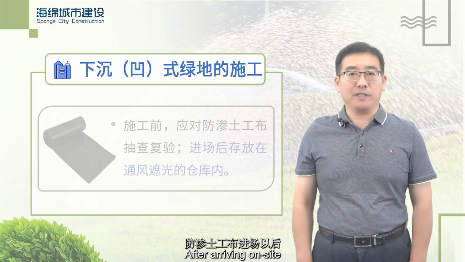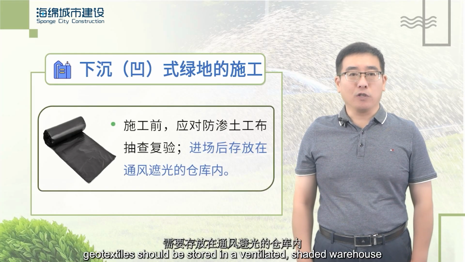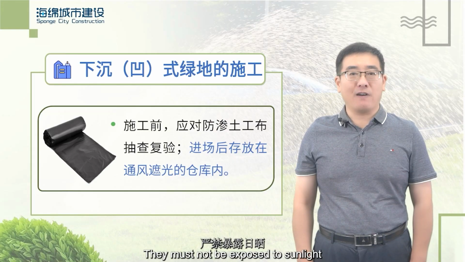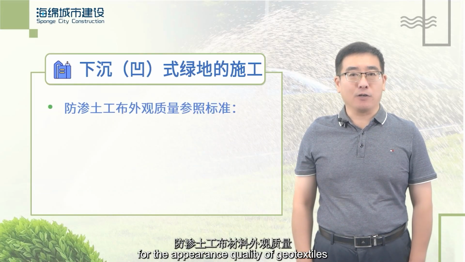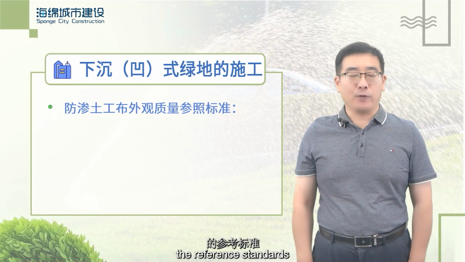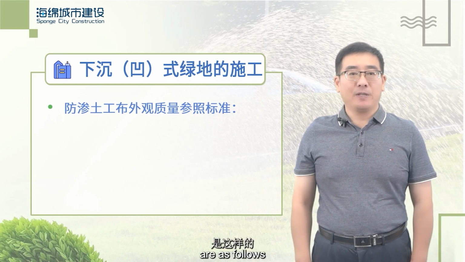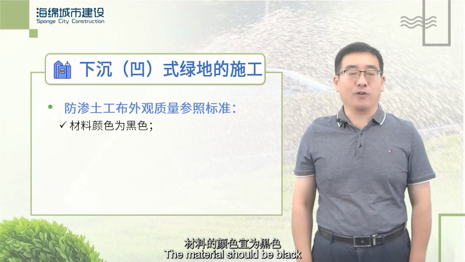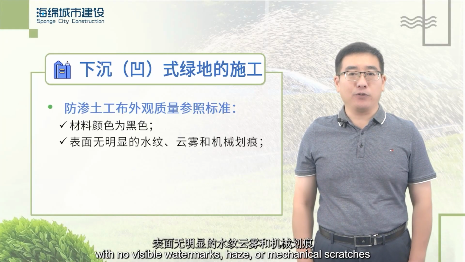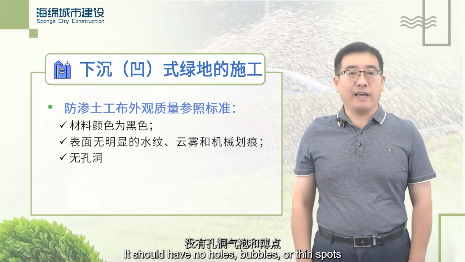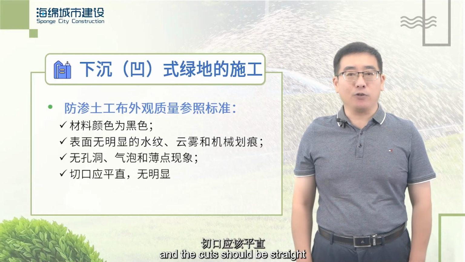After arriving on site, geotextiles should be stored in a ventilated, shaded warehouse. They must not be exposed to sunlight. For the appearance quality of geotextiles, the reference standards are as follows. The material should be black, with no visible watermarks, haze, or mechanical scratches. It should have no holes, bubbles, or thin spots, and the cut should be straight.